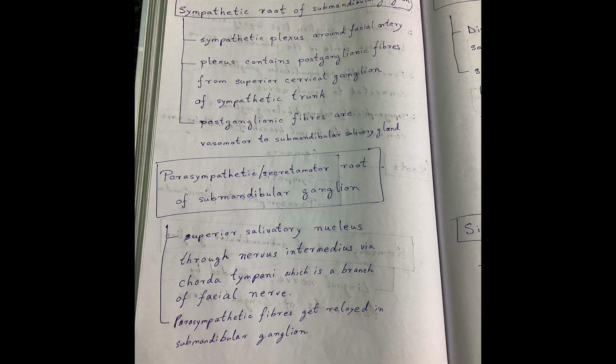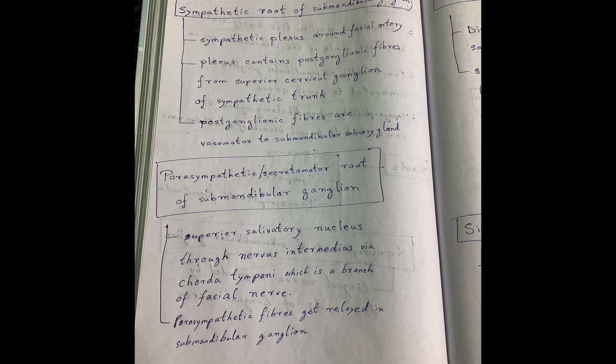Now, roots of submandibular ganglion: there is the sensory root, the sympathetic root, and the parasympathetic root. The parasympathetic root is also known as secretomotor root. Let's talk about the sensory root of submandibular ganglion. Lingual nerve is the sensory root of submandibular ganglion, and submandibular ganglion is suspended by 2 roots of lingual nerve. Now, submandibular ganglion also has sympathetic root, which is the sympathetic plexus around the facial artery. This plexus contains postganglionic fibers from superior cervical ganglion of sympathetic trunk. Postganglionic fibers are vasomotor to submandibular salivary gland.